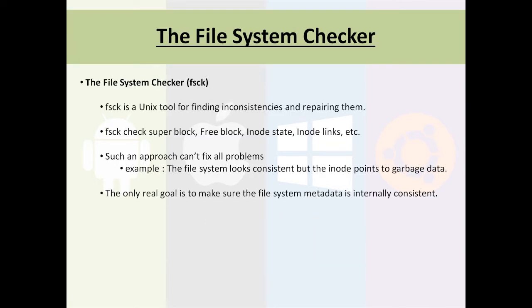Early file systems took a simple approach to crash consistency. Basically, they decided that we're going to let inconsistencies happen and just fix them later. So, when did they fix them? Well, when rebooting the system. The classic example of this type of approach is fsck, or fscheck, the file system checker. It is our Unix tool for finding inconsistencies and repairing them.